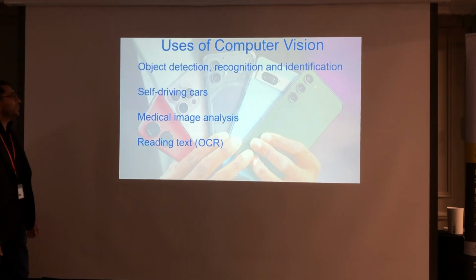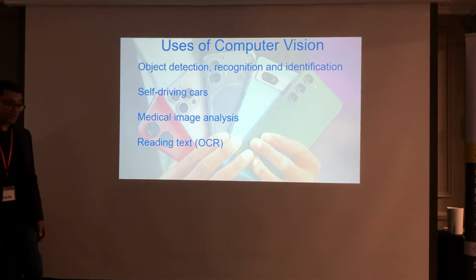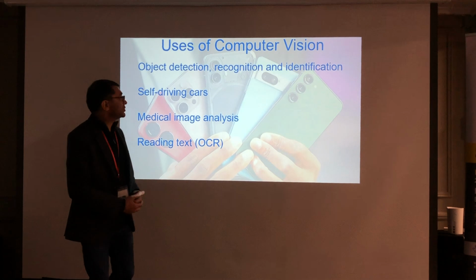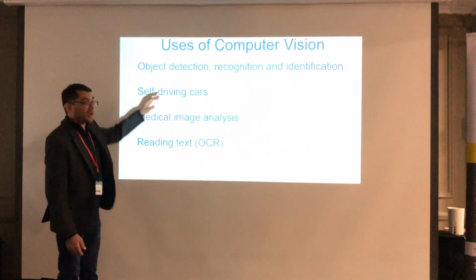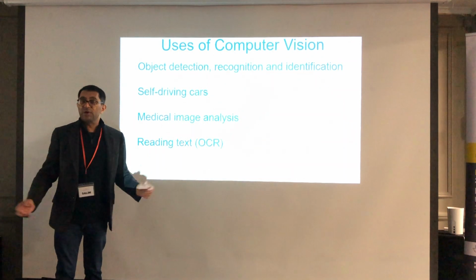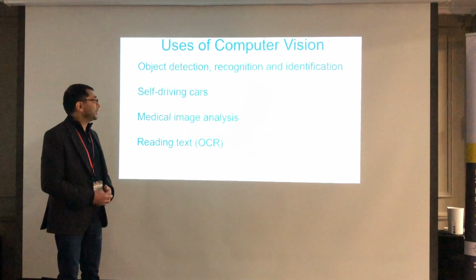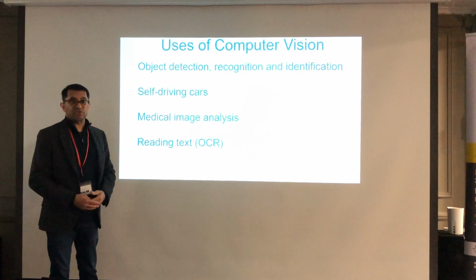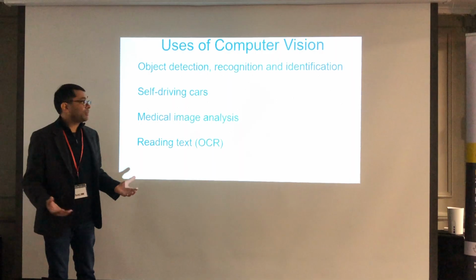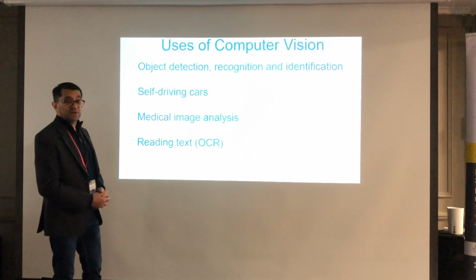So where do we use computer vision? Object detection, recognition, identification, face identification, automatic number plate recognition, that kind of thing. Self-driving cars, becoming aware of your environment, the environment that's changing dynamically. So we have AI systems that can drive cars, we have AI systems that can fly aeroplanes, that sort of thing isn't particularly difficult these days.